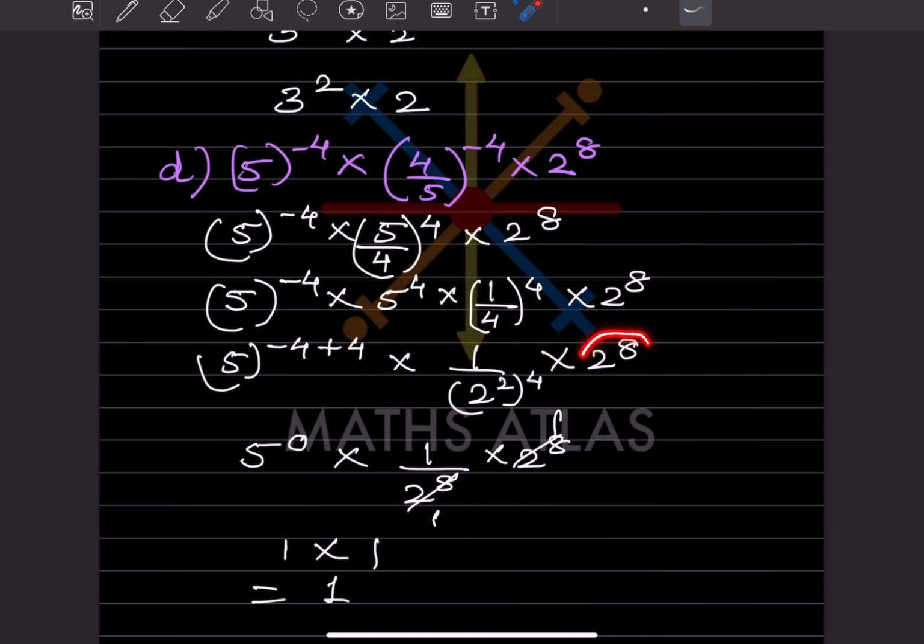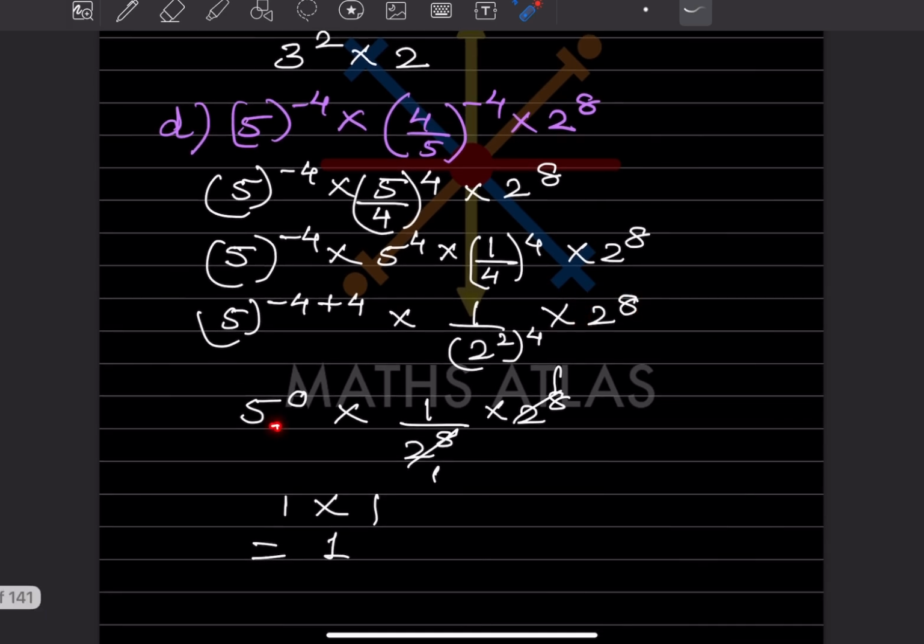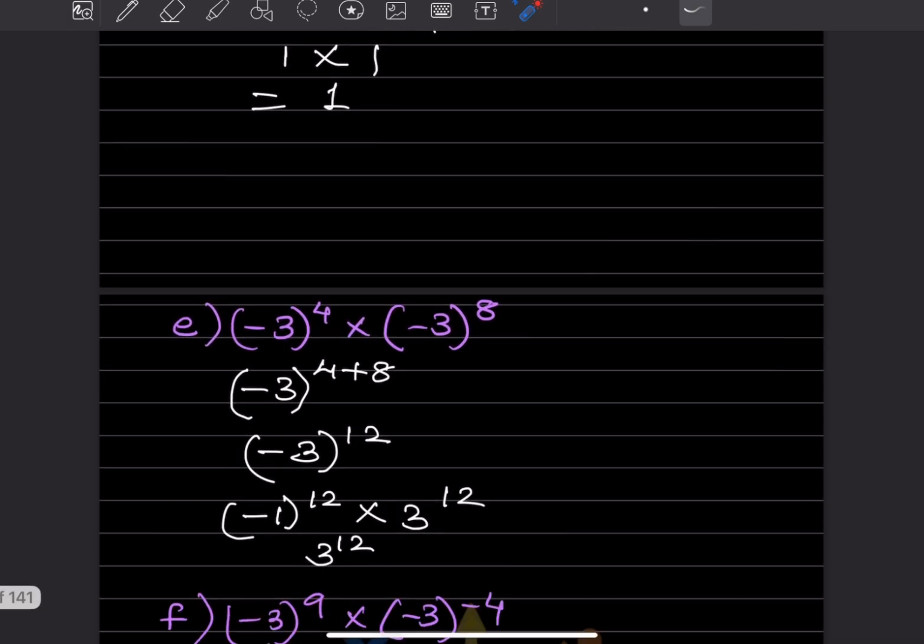And this is already 2 raised to 8. Anything raised to 0, a raised to 0, is going to be 1. The base can be any number, it is going to be 1. So this is going to be 1. This and this get cancelled out, that is going to be 1. So 1 into 1, the answer is going to be 1.